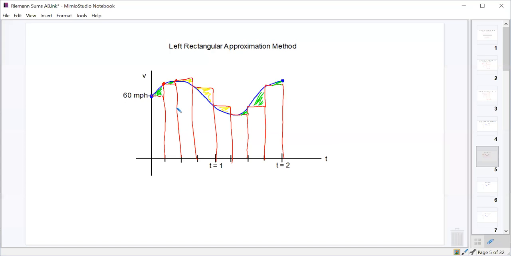But if I had 60 little rectangles in there, the little bits that we were under or over would become much smaller and smaller. And that's going to be our goal, to be able to get as many little rectangles underneath this curve as we can. Okay. So you guys sort of see the general idea of what we're going to do here, at least for this left rectangular approximation.